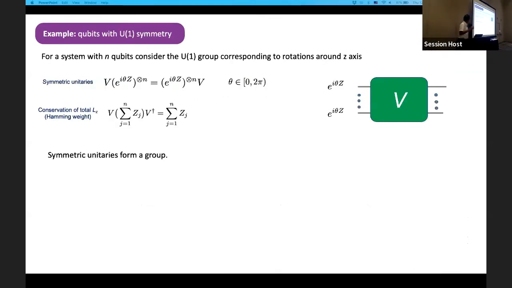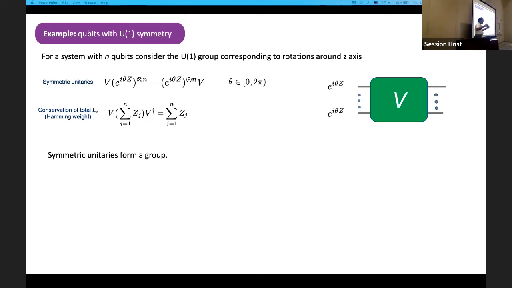Okay, let's start by defining exactly what I mean by symmetric quantum circuits. This will be my running example throughout this talk. This is a U1 symmetry. I assume that I have n qubits in the system, and the U1 symmetry will be rotations around Z, generated by the Pauli Z operator. So Z here is Pauli Z.